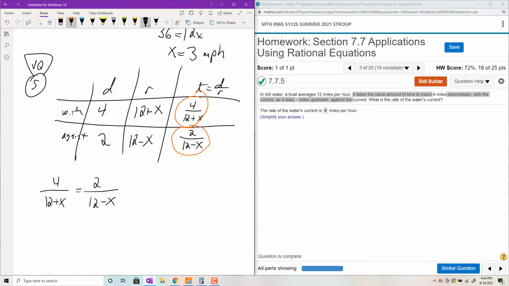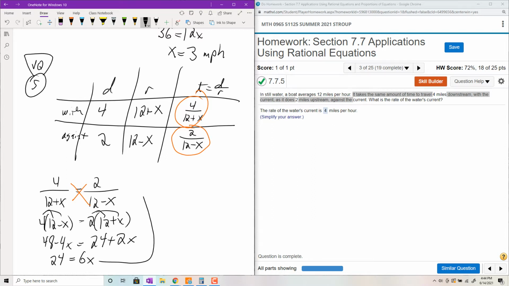All right, so then I'm going to cross multiply like that. So it's going to be 4 times the 12 minus x on one side, and then 2 times 12 plus x on the other. I distribute here. I get 48 minus 4x. On the other side, I get 24 plus 2x. I'm going to move the 4x over, move the 24 over. I'll get 48 minus 24 is 24. The other side, 4x plus 2x is 6x. Divide both sides by 6, and you get x equals 4 miles per hour.